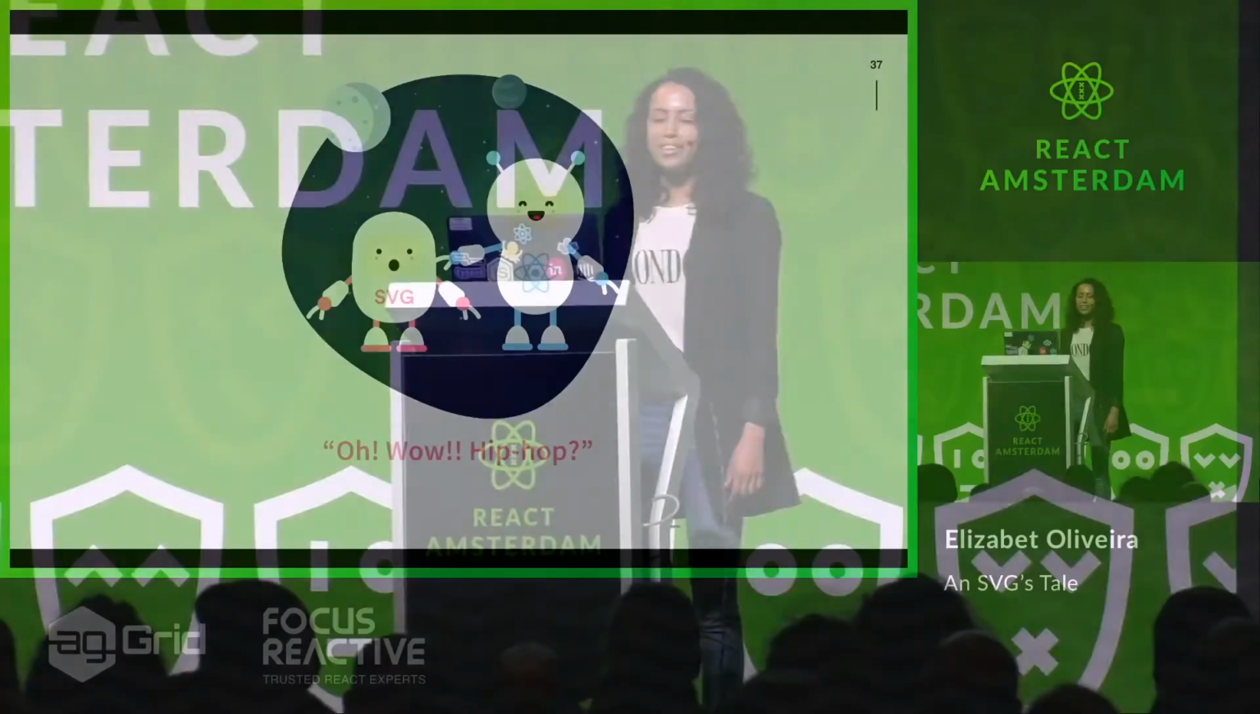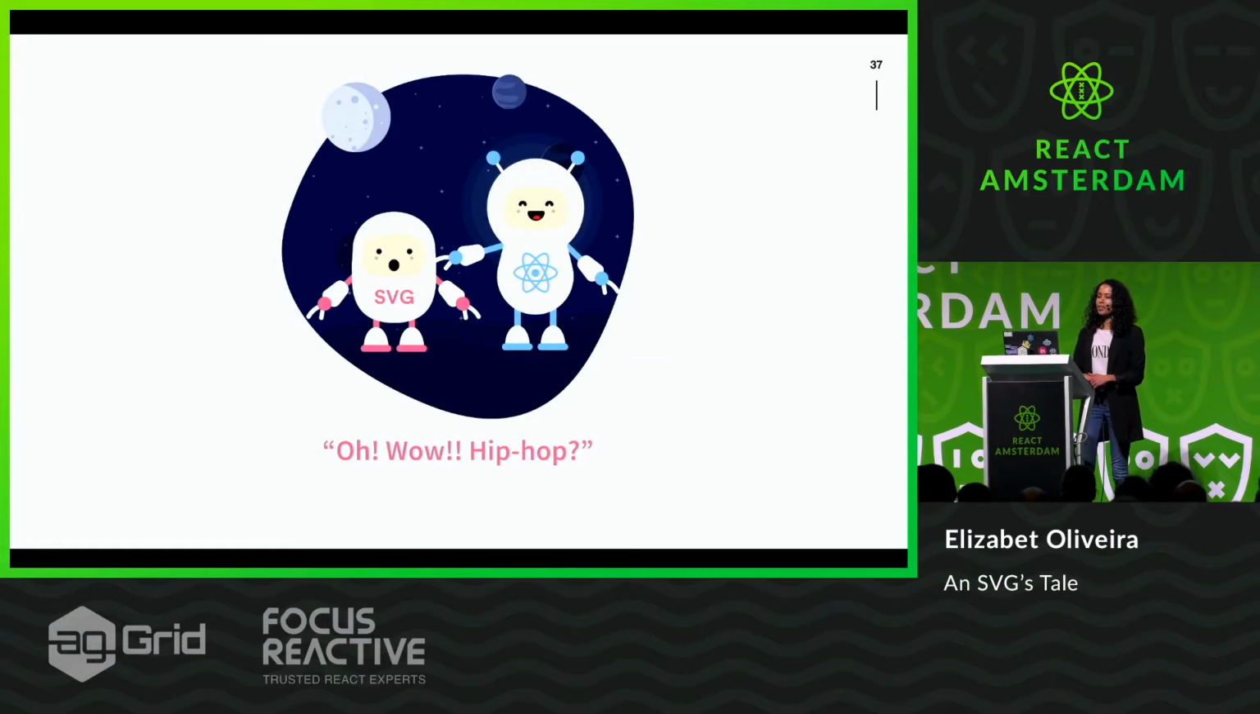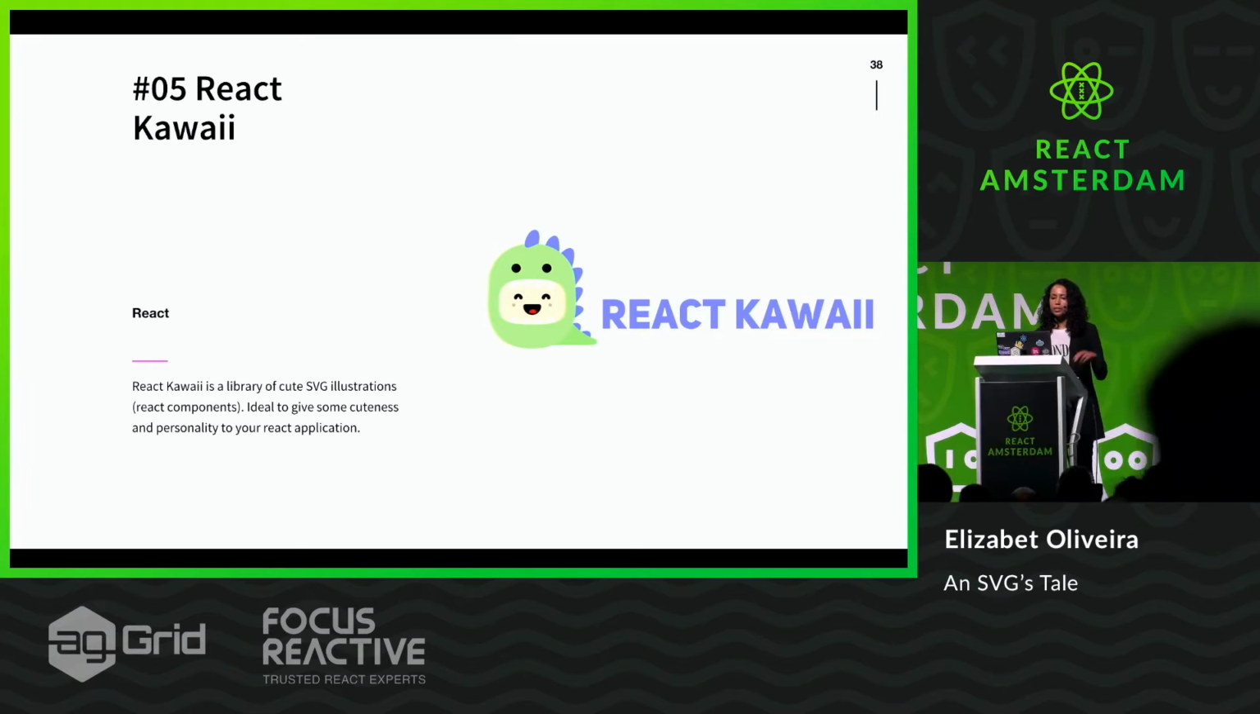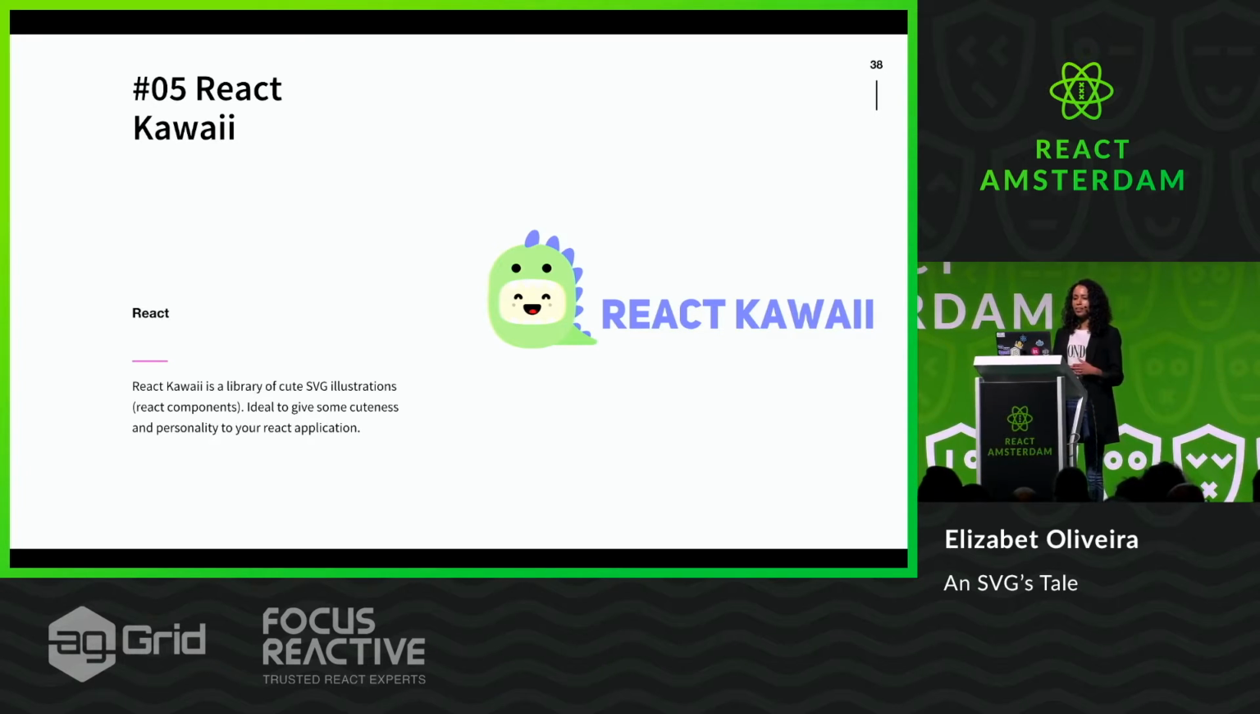Okay. Thank you. So as you can see now, the little SVG is much happier. Now he knows, whoa, I can even do hip hop. So the next project is called React Kawaii, and this is an example. The two examples before were basically examples where you can grab an SVG and animate it. With this example, you can create components that you can actually customize.